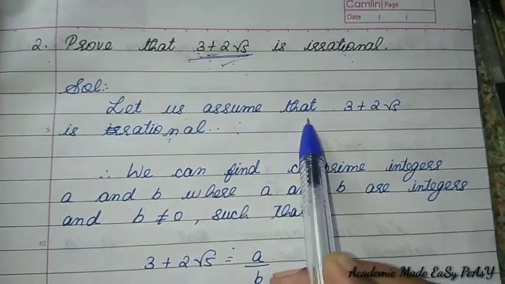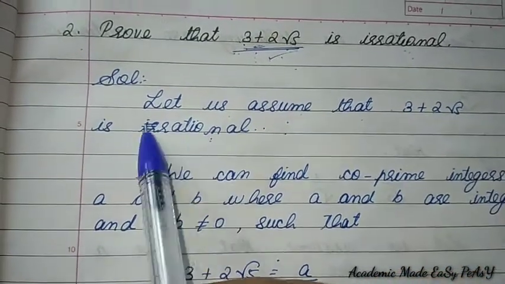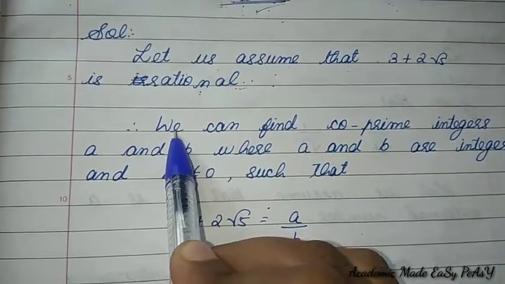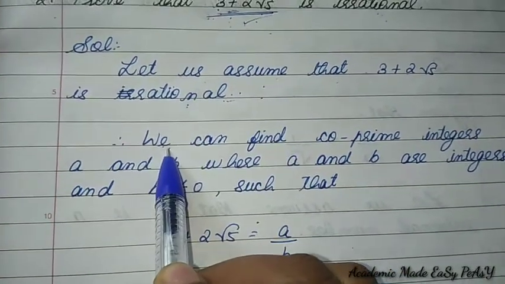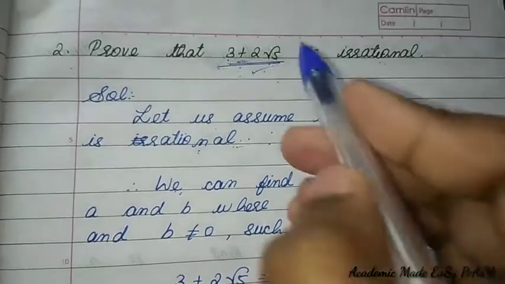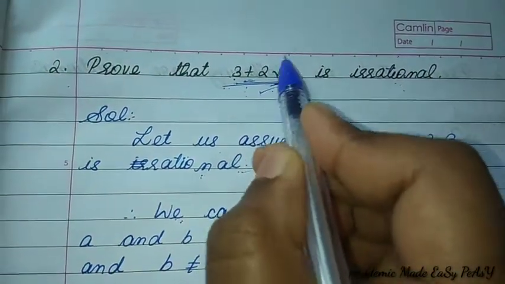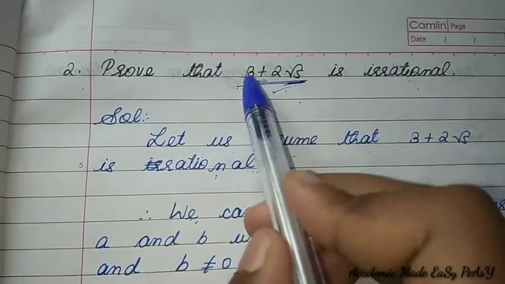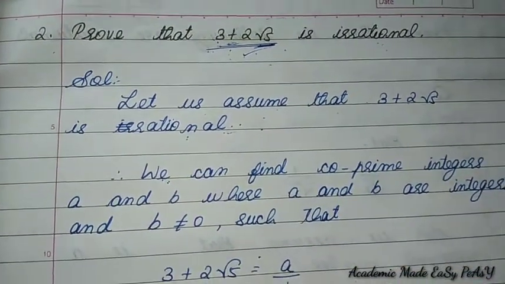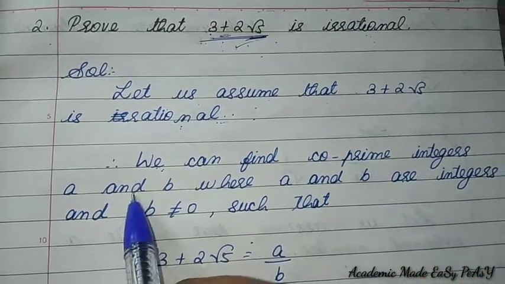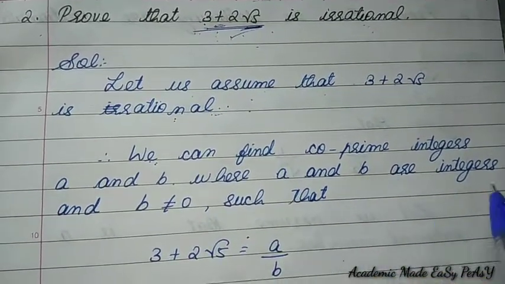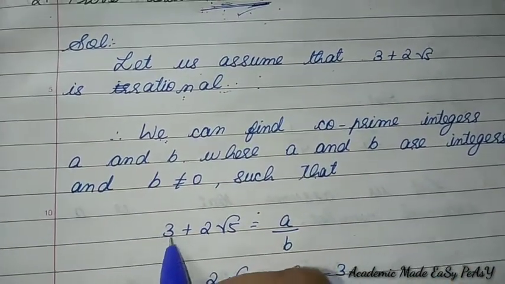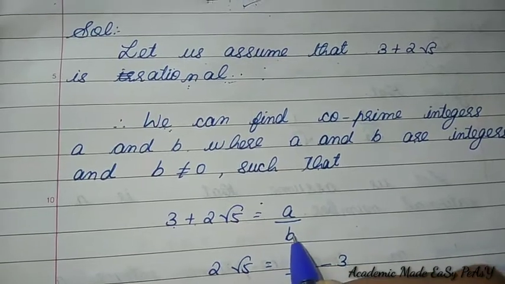Let us assume that 3 plus 2 root 5 is a rational number. This we already did. In this step I'm not taking r and s, because r and s are taken only when a single number, that is only root 5, is given. Since addition is over here, I'm directly taking the co-prime integers a and b, where a and b are integers and b is not equal to 0, such that 3 plus 2 root 5 is equal to a by b.